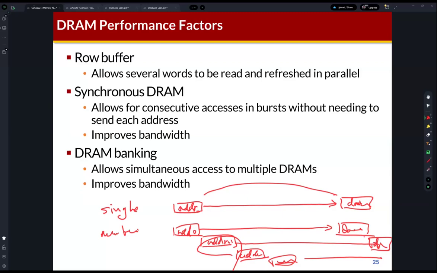So now, to improve the performance of slow memory, the memory can include many banks, multiple banks. By doing this, we can improve the performance. Actually, DRAM employs this multi-bank structure to improve the performance. And this is called bank level parallelism.